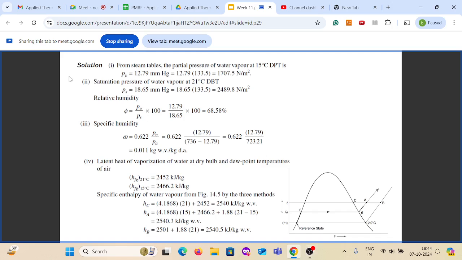Then second, you need to find out the saturation pressure of water vapor at 21 degrees Celsius. The saturation pressure is nothing but the same point C here, denoted here. So that is your saturation pressure corresponding to this temperature. That is 2489.8 Newton per meter square.